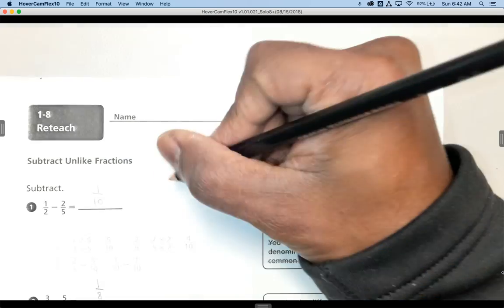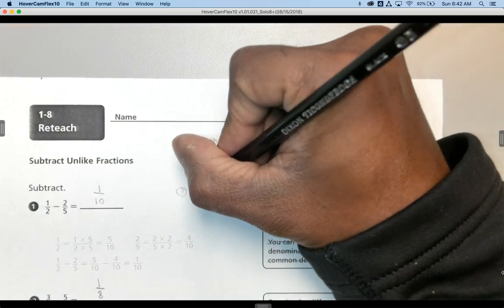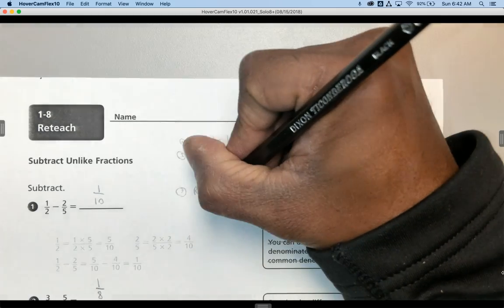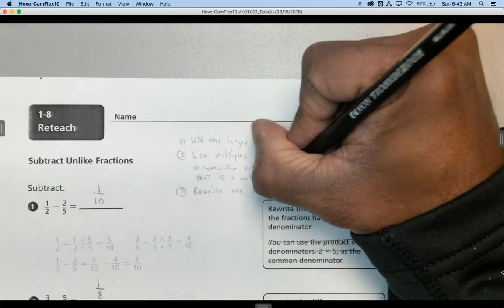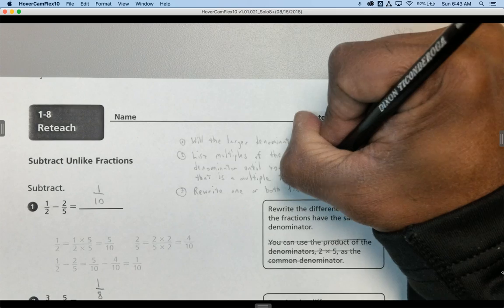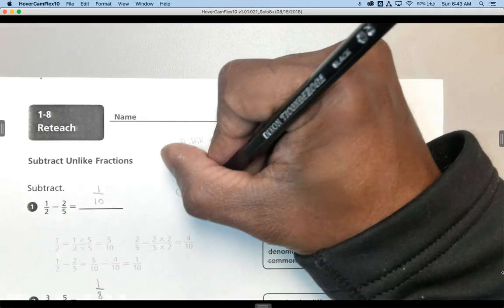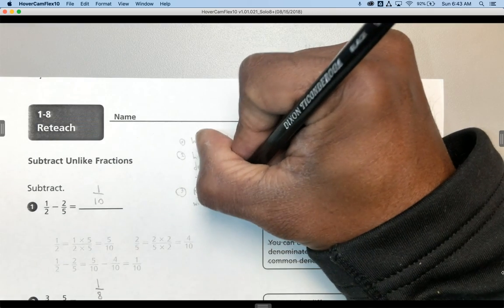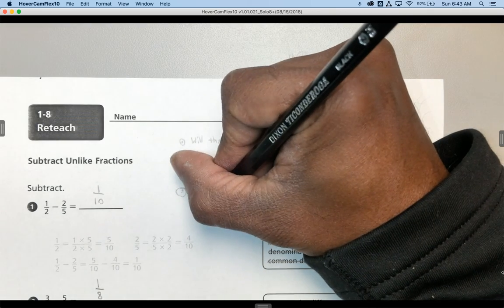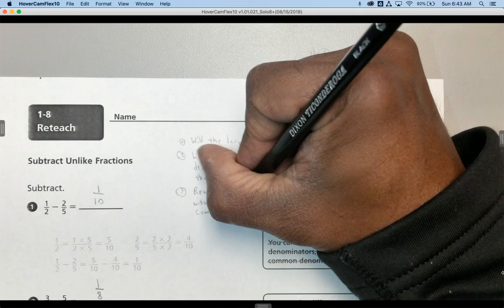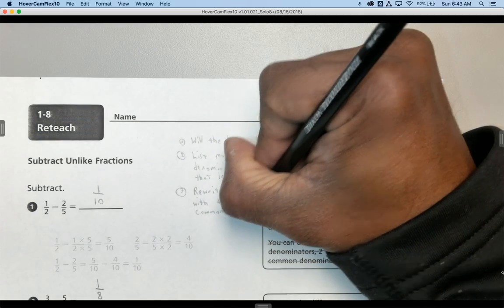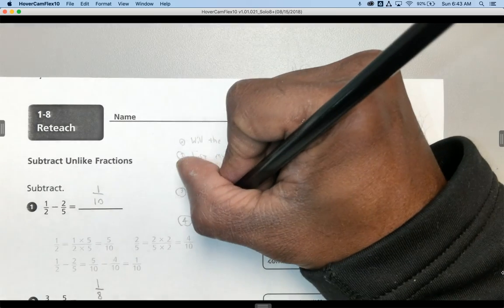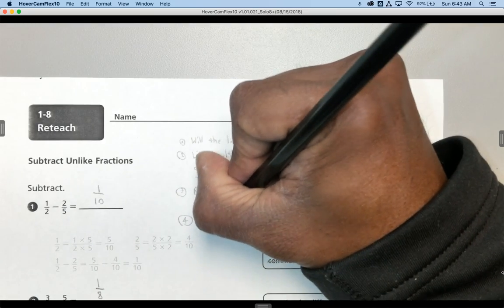Then we rewrite one or both fractions with the common denominator. Once the denominators match, solve. I'll put a smiley face.